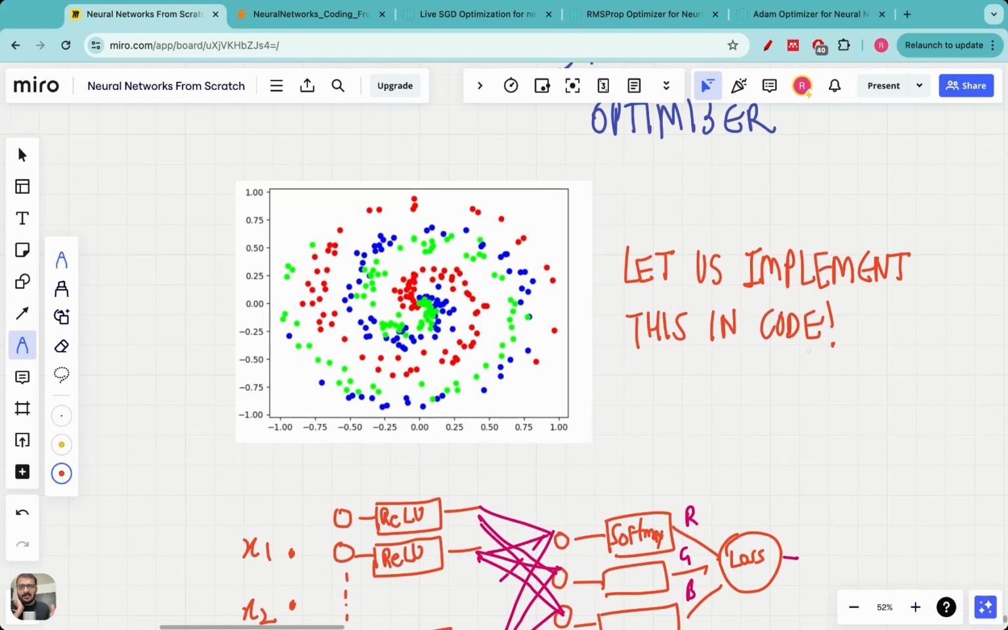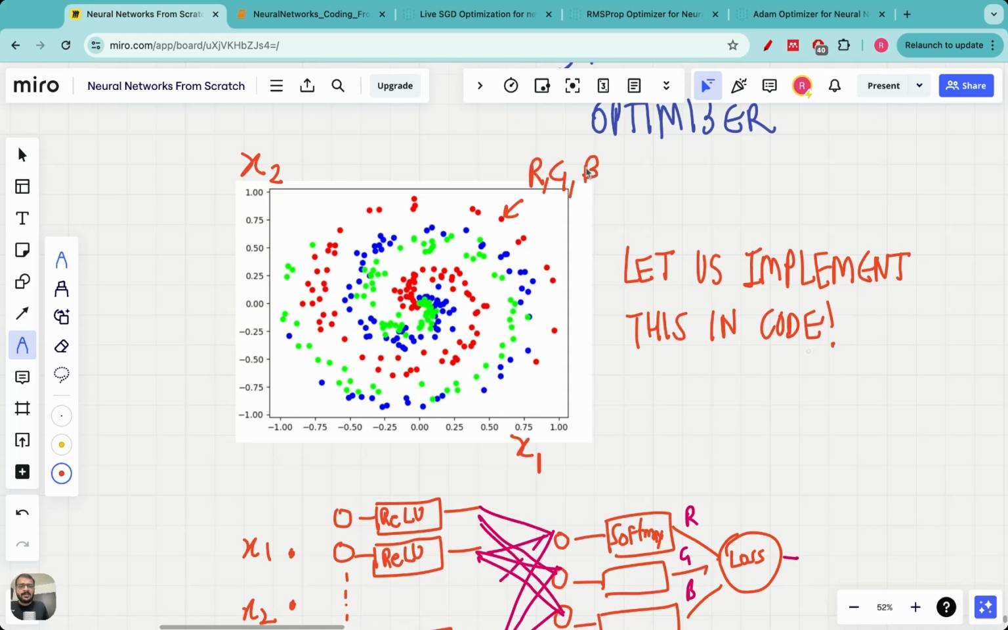First, let me explain the problem statement to you. This is the data set which we have. If you look at the data set, every data point has two attributes, or two features, x1 and x2. And if you look at any particular data point, let's say this, it belongs to either one of the three classes. It belongs to R, or G, or B.